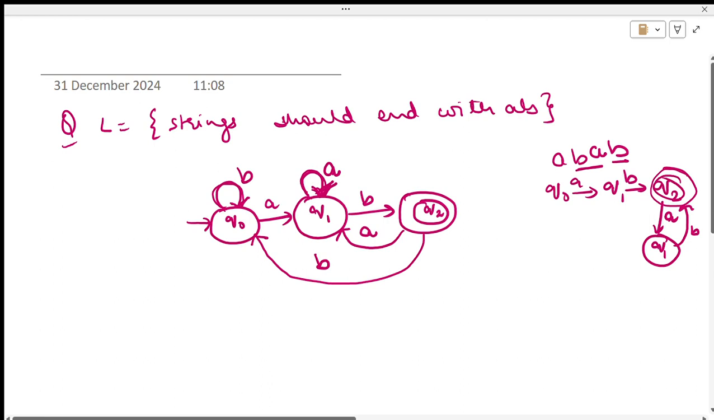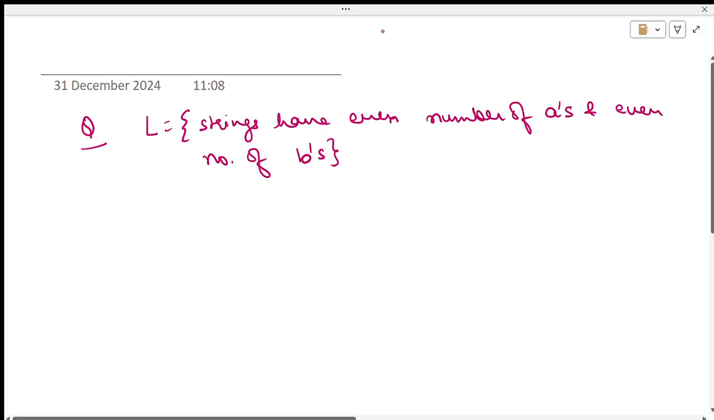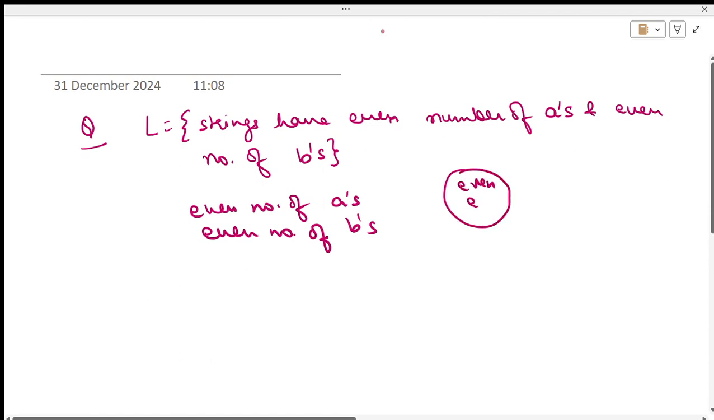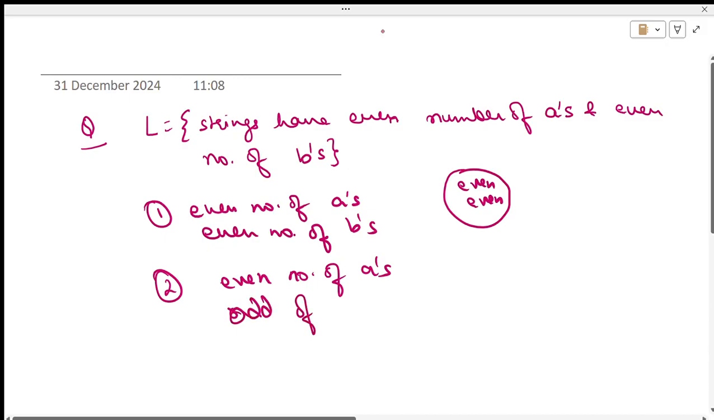Let me take another example. Strings having an even number of A's and an even number of B's. We do not have any fixed pattern for this, so we will just make four different states. The first: even number of A's, even number of B's. I'll call this state even-even. The second one is even number of A's, odd number of B's. I'll call this state even-odd.